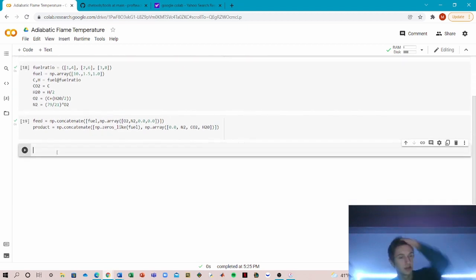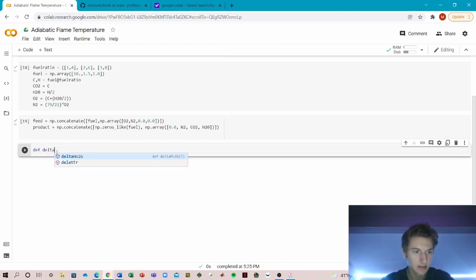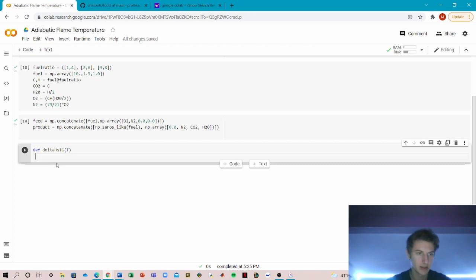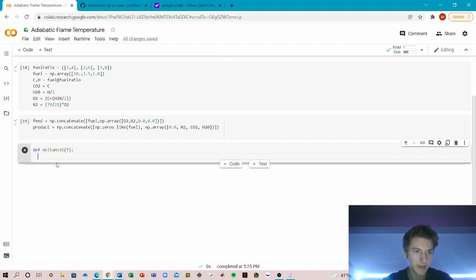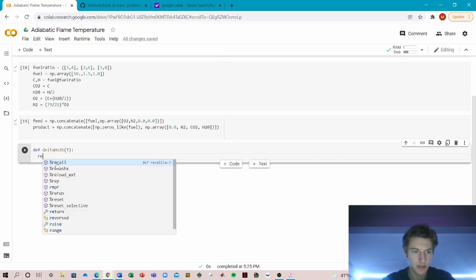Now what we're gonna do is define delta H sig, the product equals, no, just T. And then this will be our main equation where we plug everything in. Let's do colon. That's why I needed it. I wanted the indentation there. Okay, return.